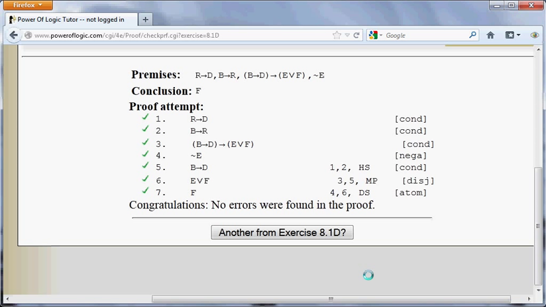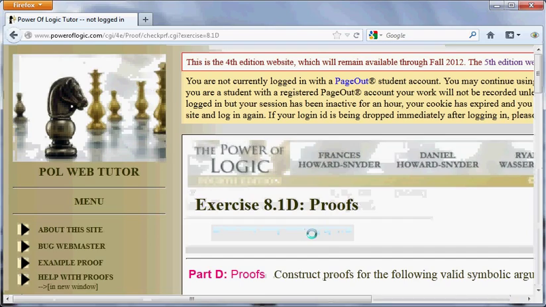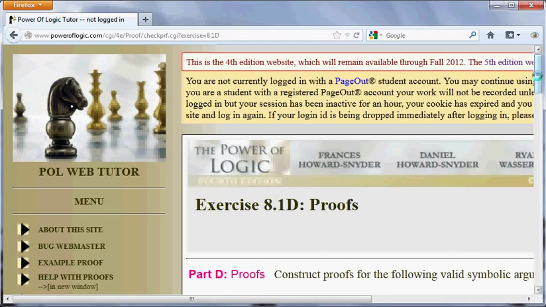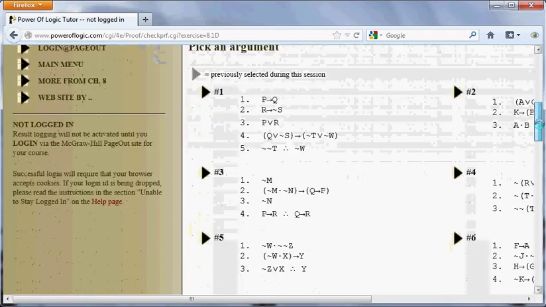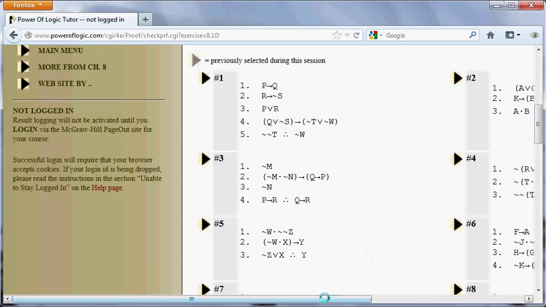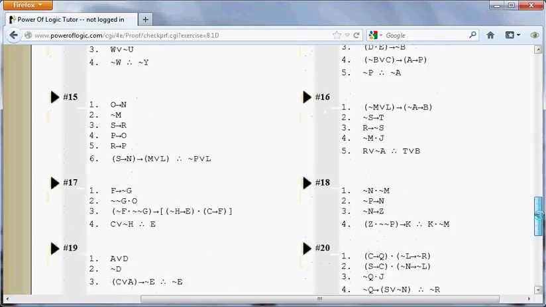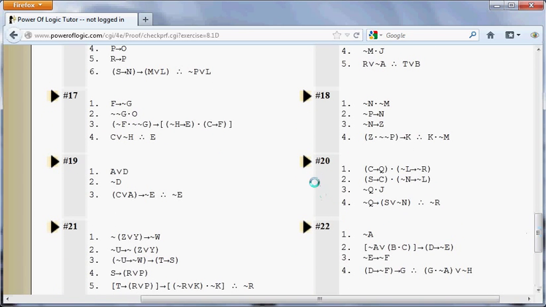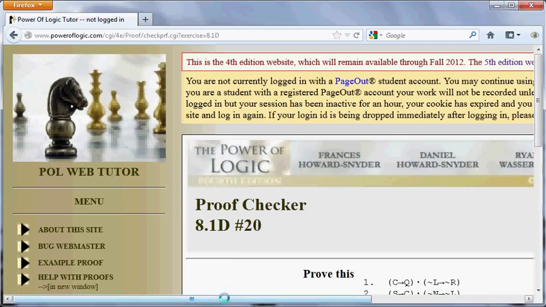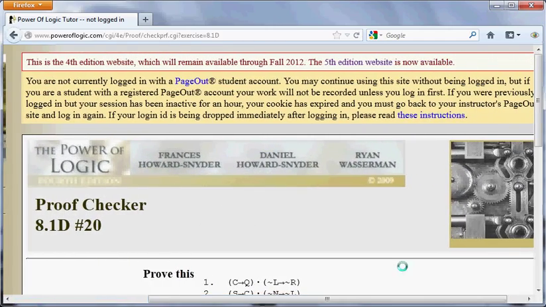I'm going to do one more, a slightly tougher proof from exercise 8.1d. Again, only the 8 implicational rules of inference are at our disposal here. I'm going to scroll down to number 20. Okay, here's the argument. Okay, it's a valid argument, and we're told to construct a proof.